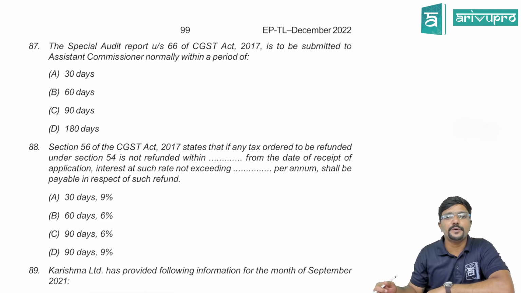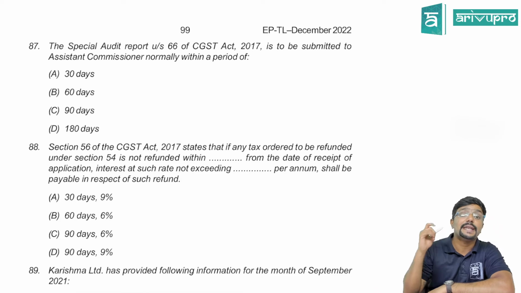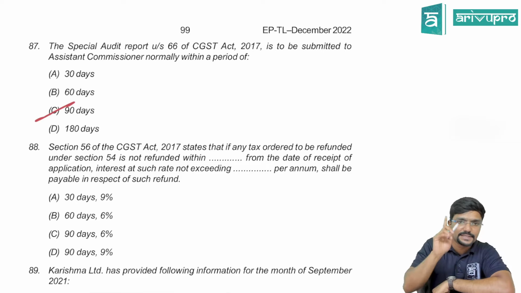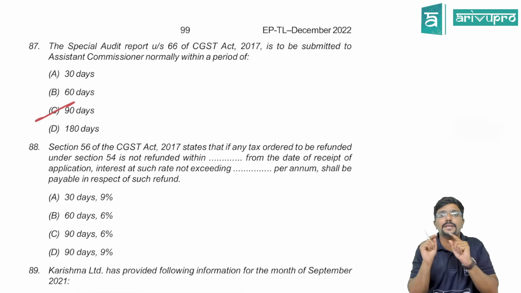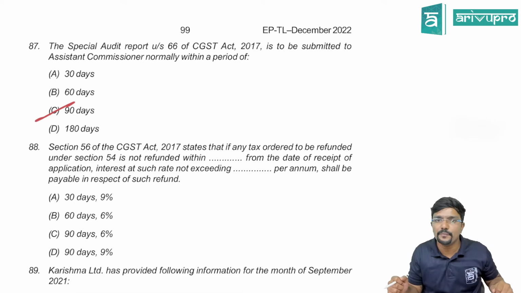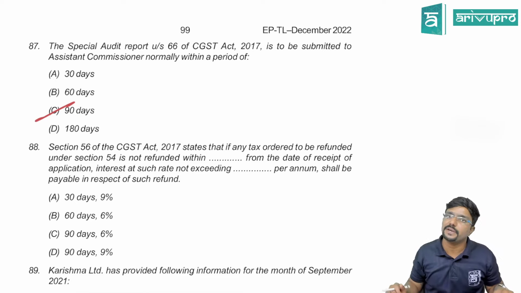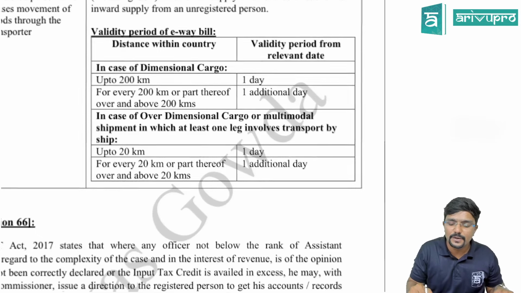87. The special audit report under Section 66 of the CGST Act 2017 is to be submitted to the Assistant Commissioner normally within a period of how many days? 90 days. See, actually it is 90 days, which can be further extended for another 90 days. But have they given anything about extension in the question? No. So in that case, always consider the normal period, guys.